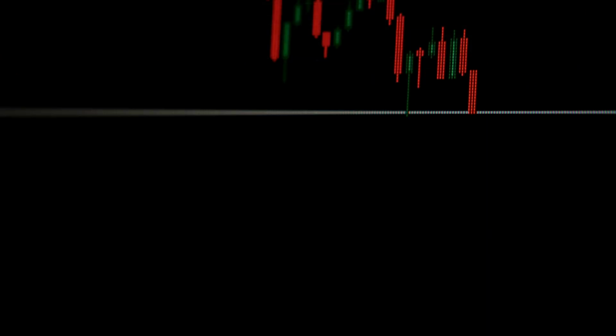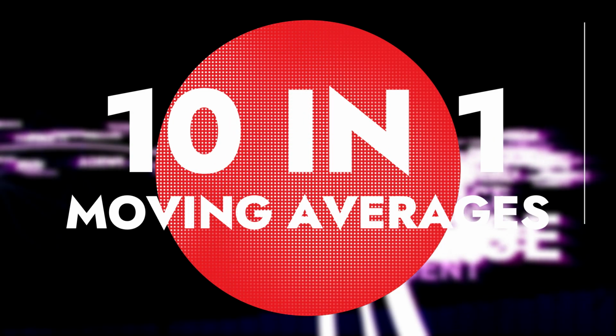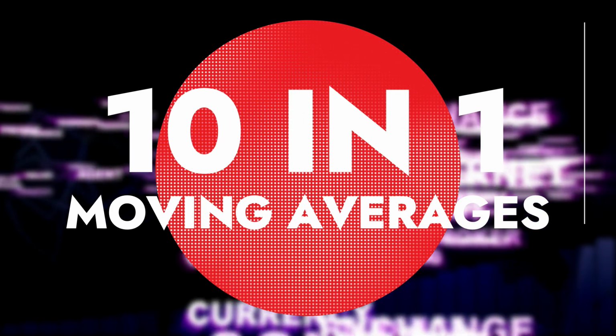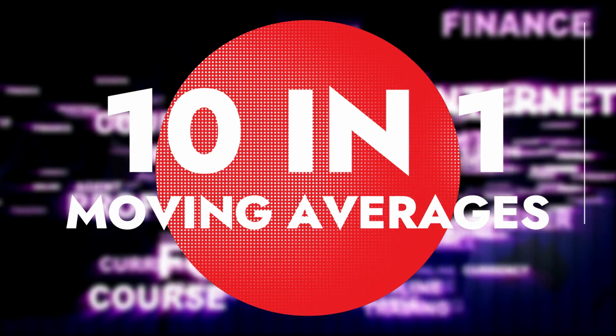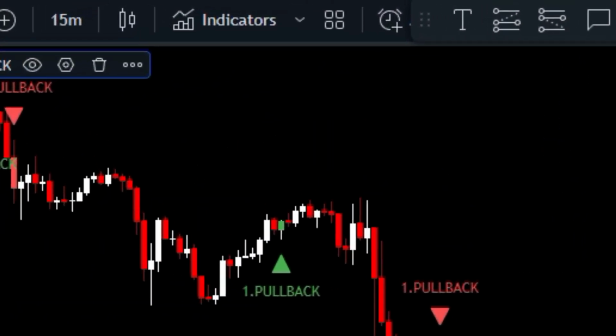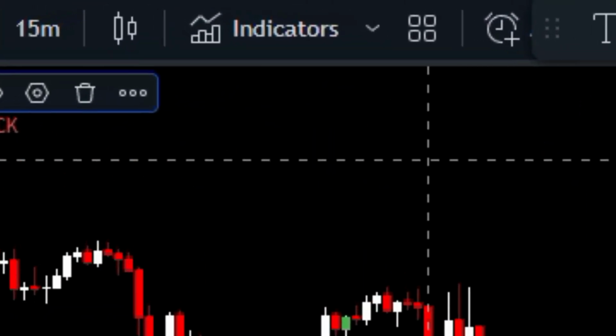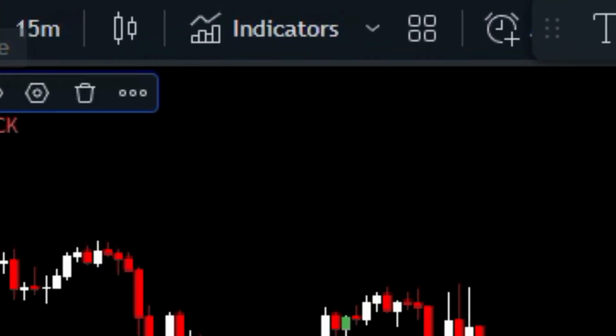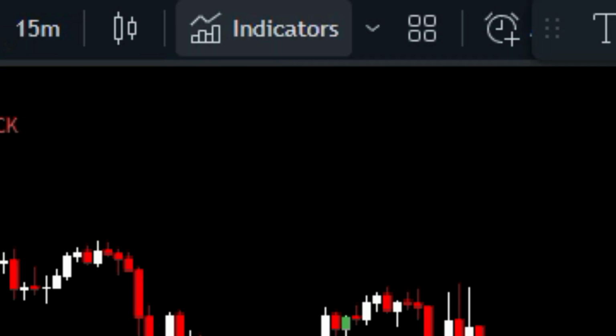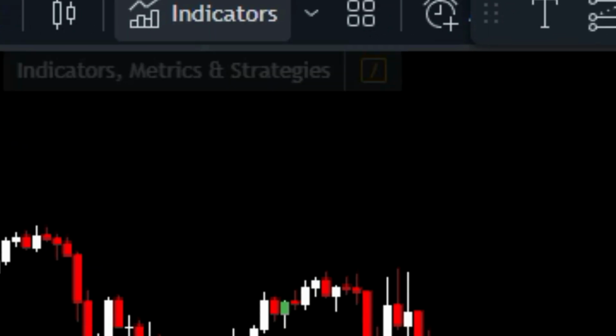Now, let's add a powerful sidekick to your trading strategy, the 10 and 1 different moving averages indicator. It's like having a bunch of moving averages all rolled into one super tool. Head over to the indicators tab on TradingView and search for the 10 and 1 different moving averages. Once you find it, click on it to add it to your chart and you're ready to rock.